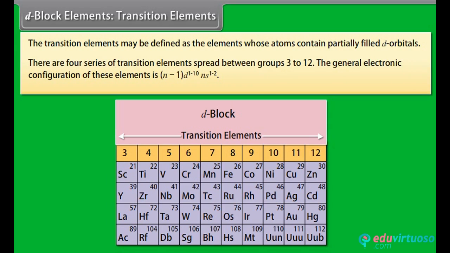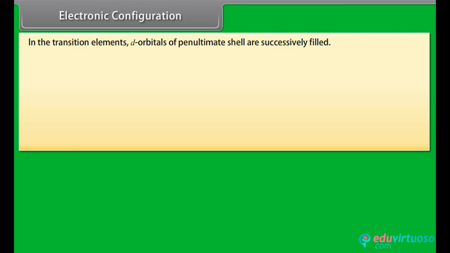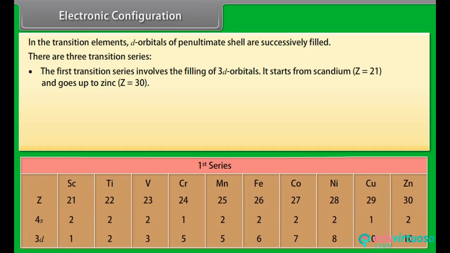There are 4 series of transition elements spread between groups 3 to 12. The general electronic configuration of these elements is (n-1)d1-10 ns1-2. Electronic configuration. In the transition elements, d orbitals of the penultimate shell are successively filled. There are 3 transition series. The first transition series involves the filling of 3d orbitals. It starts from scandium and goes up to zinc.